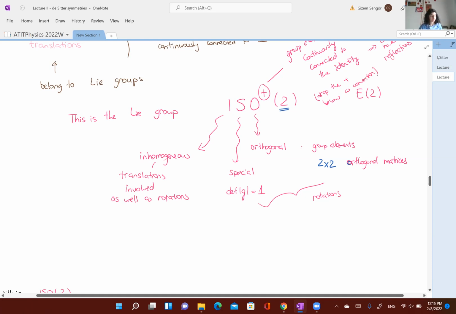Okay. And so all of these group elements define transformations that leave the distance on Euclidean space invariant.